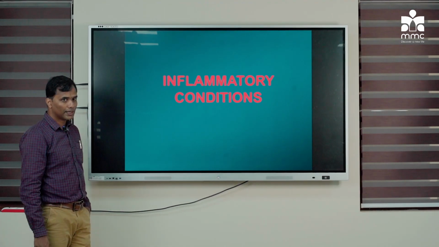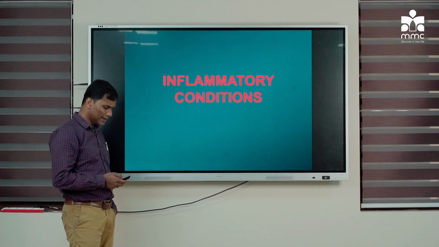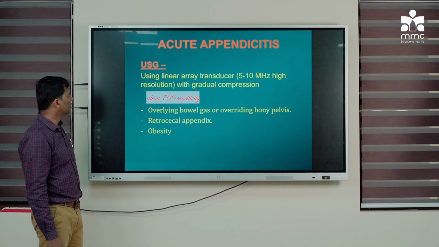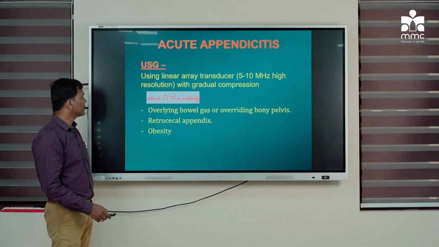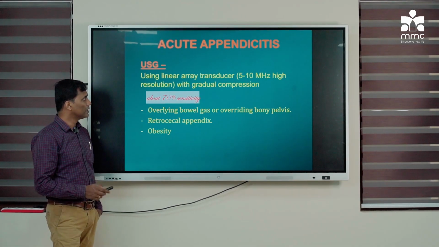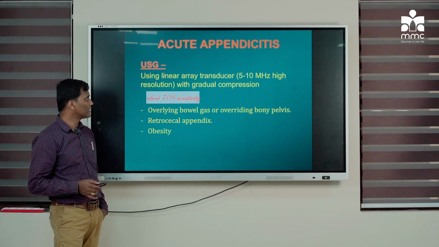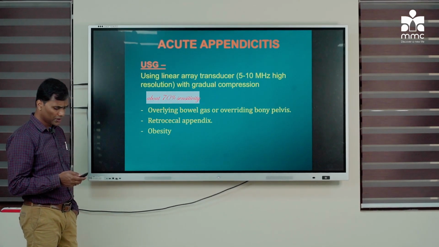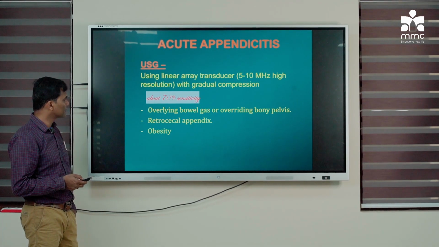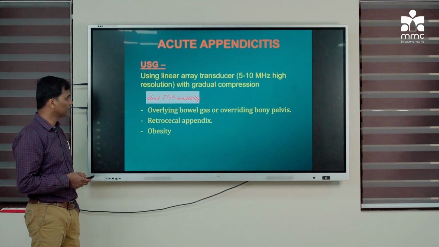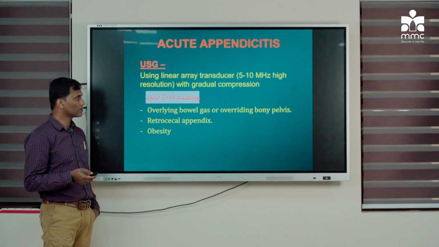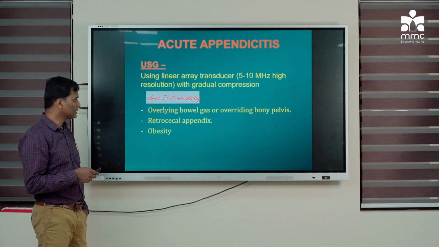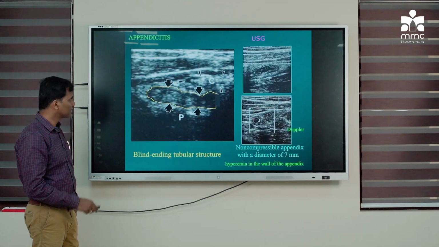So the last broad category is inflammatory conditions. Ultrasound has limited role here. So let us see a few conditions like acute appendicitis. Here USG has a role. Using a linear array transducer, the high resolution transducer with graded compression, we can detect up to 70% of appendicitis. But there are limitations if there is overlying gas or overlying bony pelvis, and if the appendix is retrocecal, it is difficult to see, and if the patient is obese.